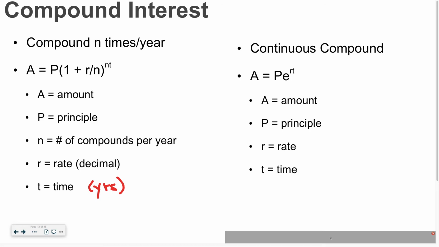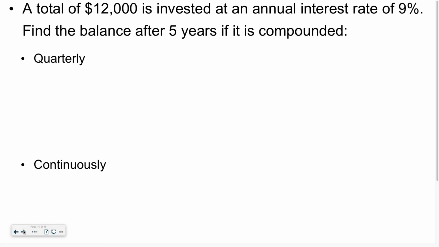So to finish out class, we are going to talk about this, and I want to help you with your calculator here. A total of $12,000 is invested at an interest rate of 9%. Find the balance after 5 years if it's compounded quarterly and continuously. So this is what I would do if I were you. $12,000 is invested. What is that? P. So write P equals $12,000.